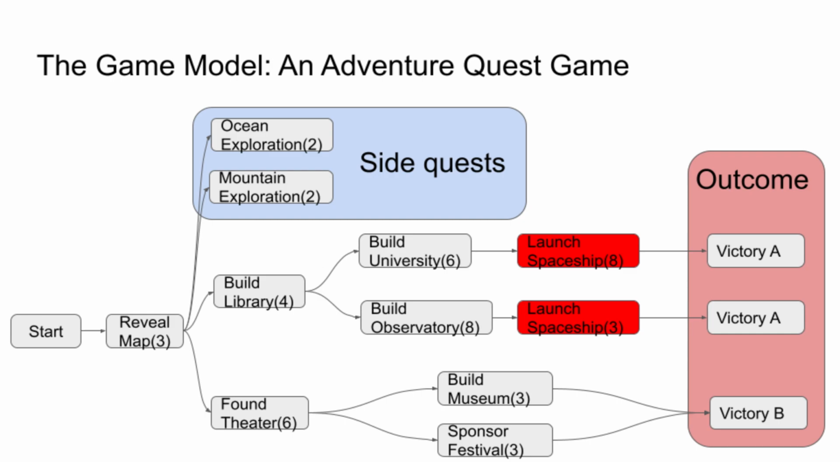To demonstrate Inspect, we designed a simplified quest game. Players begin with a reveal map quest and choose among 4 follow-up quests. 2 of them are side quests, including ocean exploration and mountain exploration. The other 2 quests lead toward victory: a scientific path, Victory A, and a cultural path, Victory B. Each quest has a round cost, shown in parentheses in this diagram.